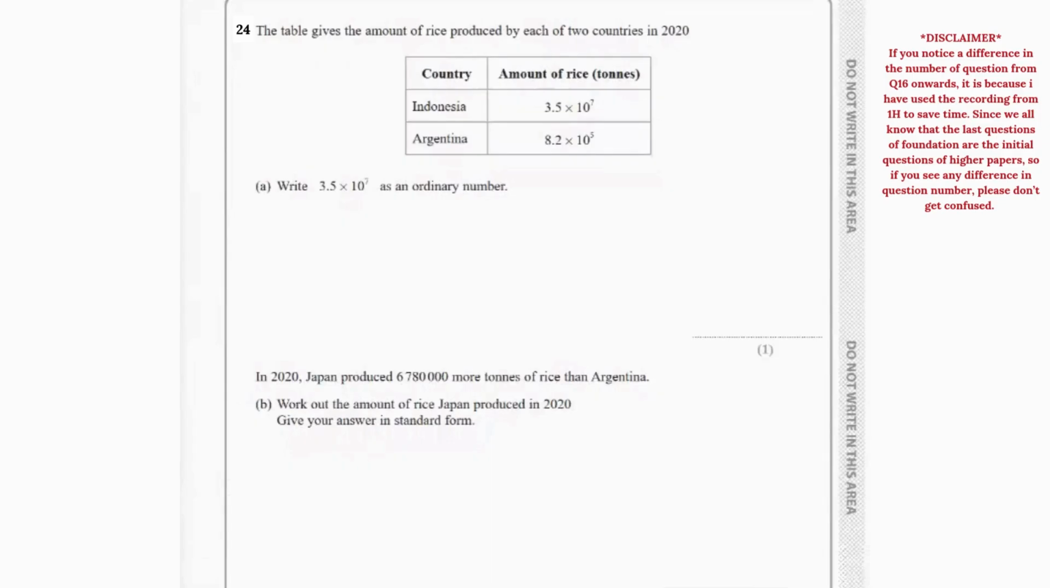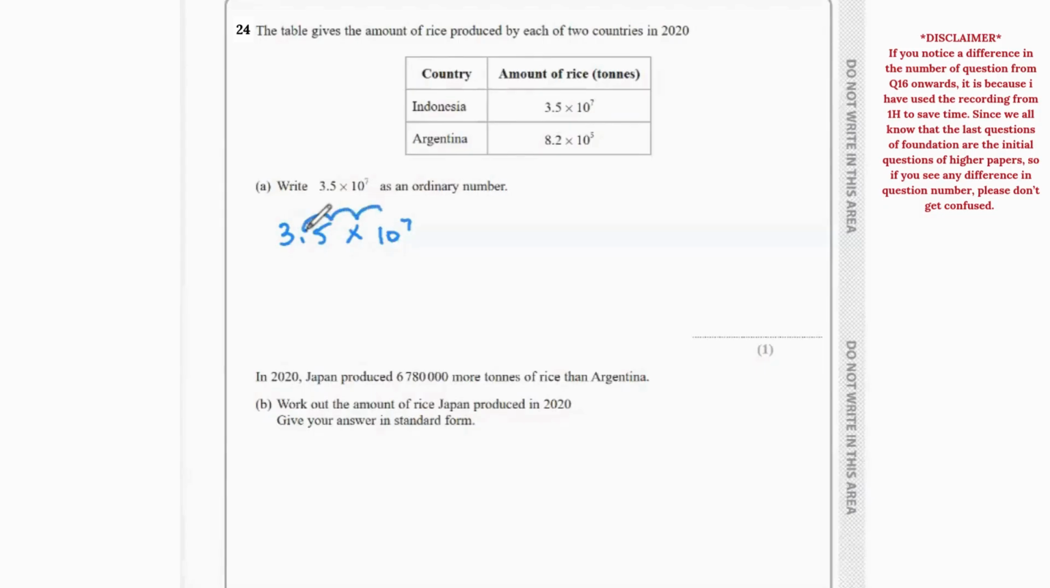The table gives the amount of rice produced by each of 2 countries in 2020. You have Indonesia and Argentina. Write 3.5 times 10 to the power of 7 as an ordinary number. So ordinary numbers are numbers which are not written with 10 to the power of something. So for 3.5 times 10 to the power of 7, we're going to move the decimal 7 places to the right-hand side. Why to the right-hand side? Because the power is positive. If the power was negative, we would move the decimal 7 places to the left-hand side.